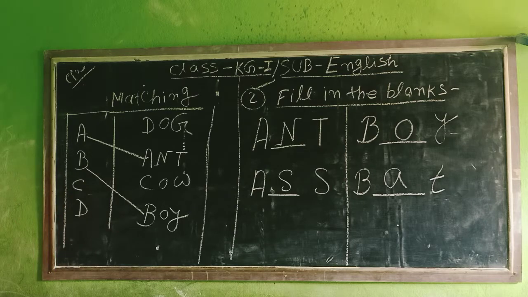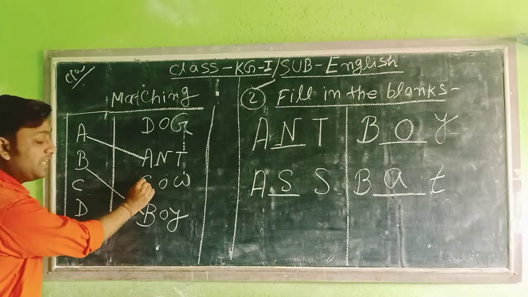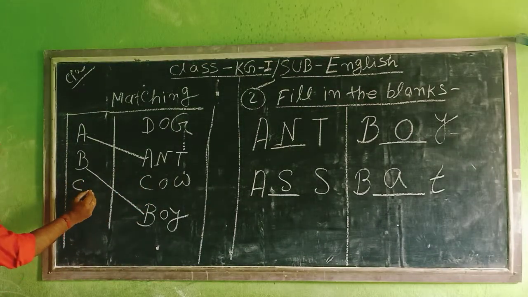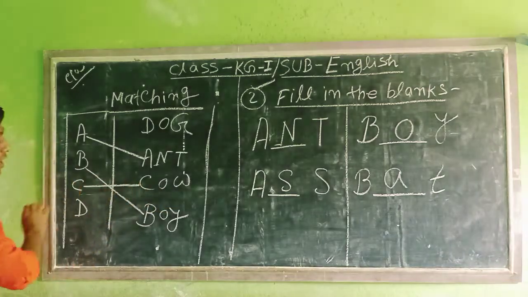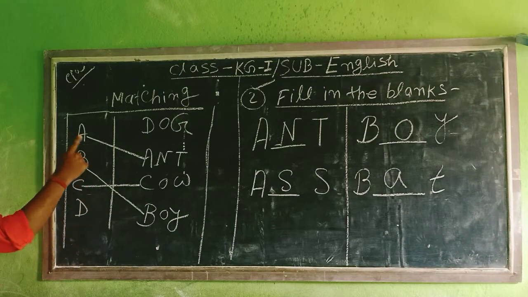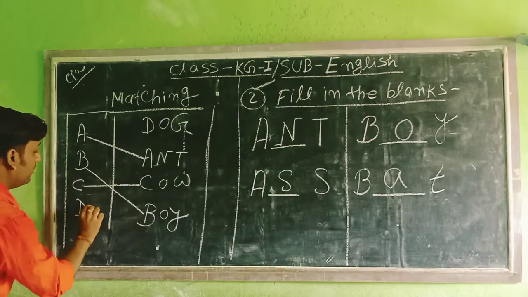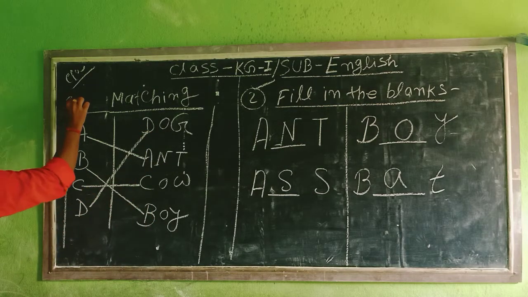Next, C. Find out which word begins with C. Dog, cow, C. That means you can draw like C to cow. C is a letter and cow is a word. So you can draw like C to cow. Okay? Next, D. Find out which word begins with D. D for dog. Okay, so this is our third class.